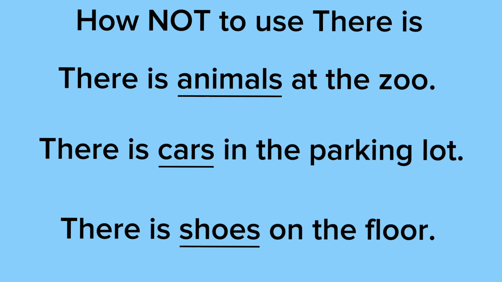Our last example says there is shoes on the floor. As you can see, shoes is underlined because it's a plural noun, and in order for us to be using there is, it has to be a singular noun, so this is incorrect.